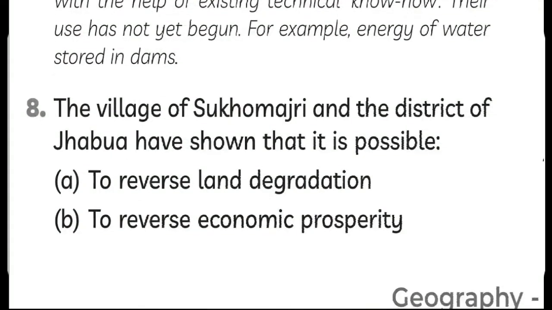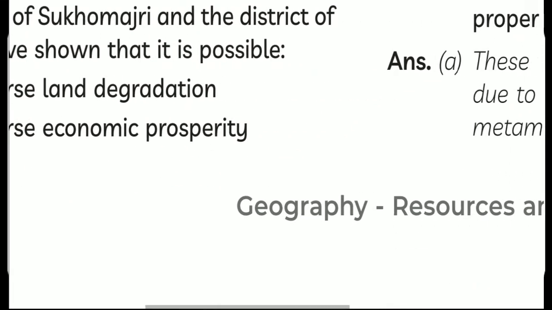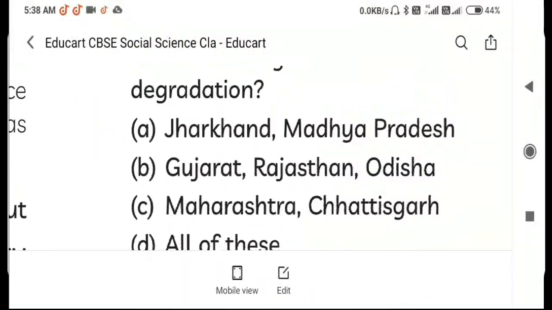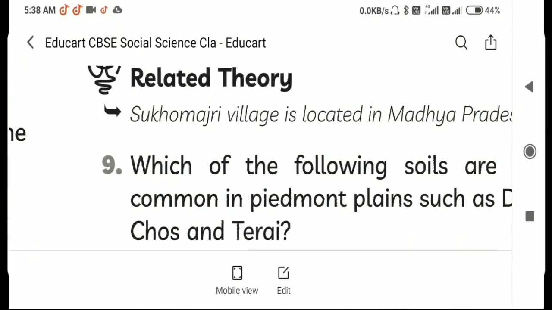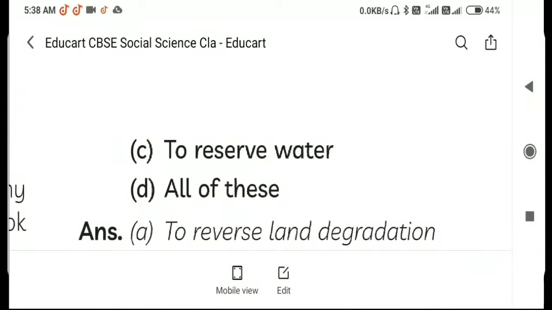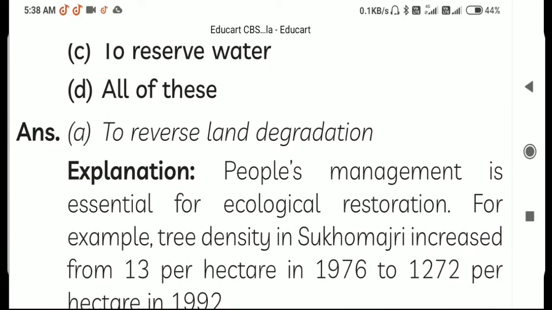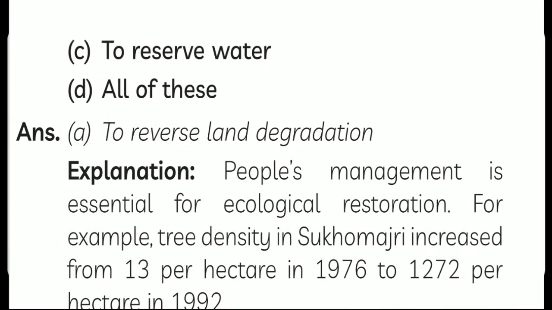The next question is, the village of Sukhomajri and district of Jhabua have shown that it is possible. Option A is to reverse land degradation, B to reverse economic prosperity, C to reserve water, and option D is all of this. And the answer will be to reverse land degradation.